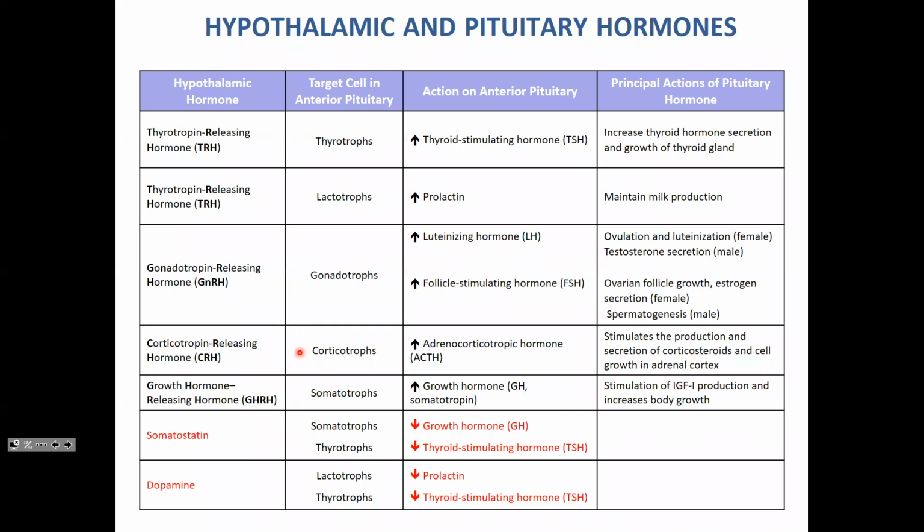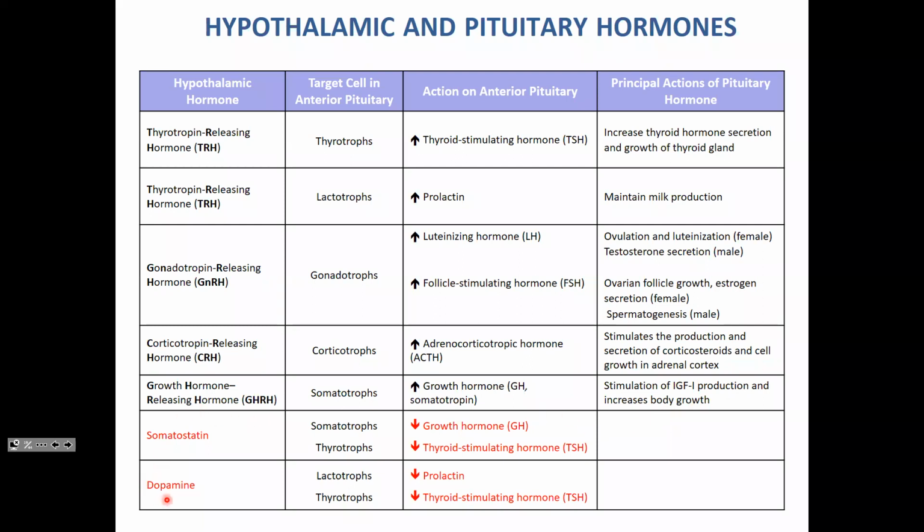Then we have corticotropin-releasing hormone. It's going to act on corticotrophs. It's going to stimulate the release of adrenocorticotropin hormone, or ACTH. This hormone goes to the adrenal gland, where it's going to stimulate the production of glucocorticoids and the growth of the adrenal cortex. Then we have growth hormone-releasing hormone. It's going to act on somatotrophs. It's going to stimulate the secretion of growth hormone. Growth hormone goes to the periphery. It's going to stimulate the production of IGF-1 and an increase in body growth.